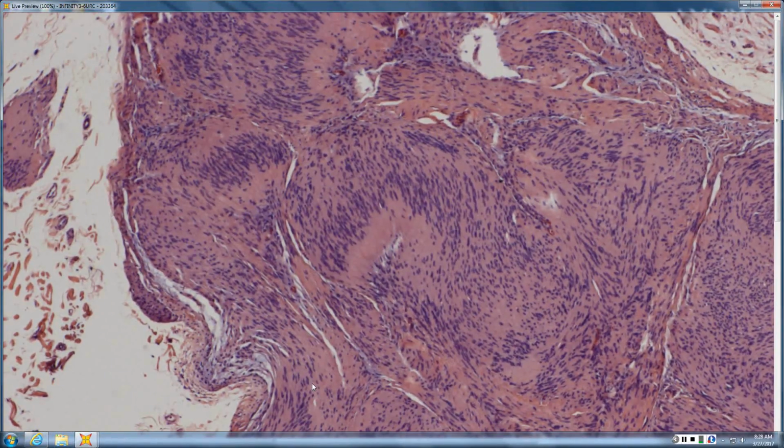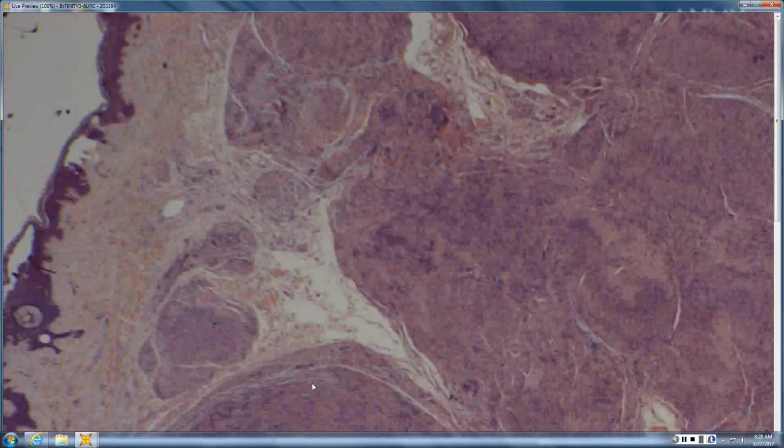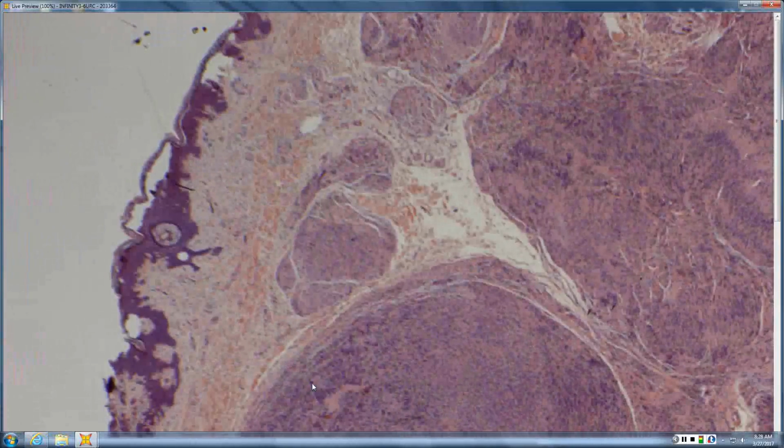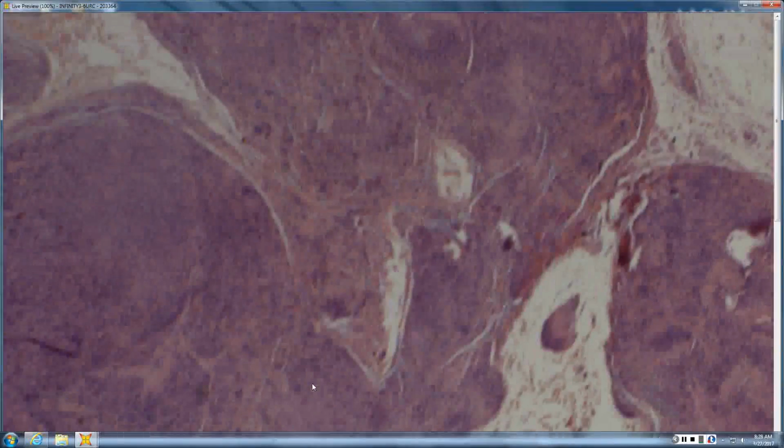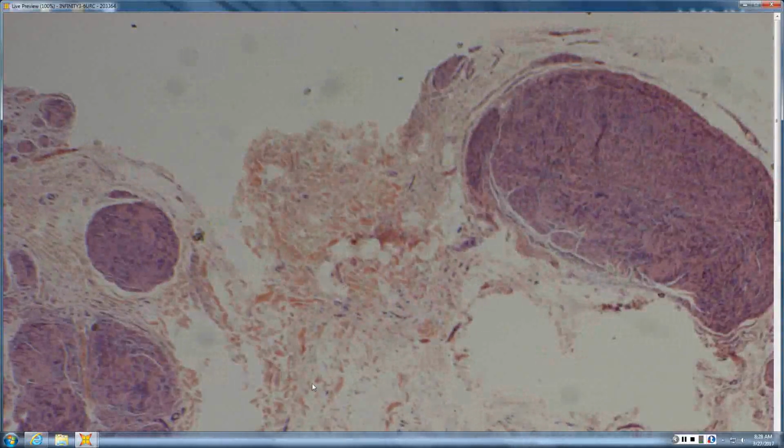Okay, how about this one? Good call. A schwannoma? So it looks like a schwannoma. It's encapsulated. Each one has a little bit of subcapsular edema, is encapsulated, has verocay bodies, but why would it be plexiform? Is there such a thing as a plexiform schwannoma? Yes, there is.